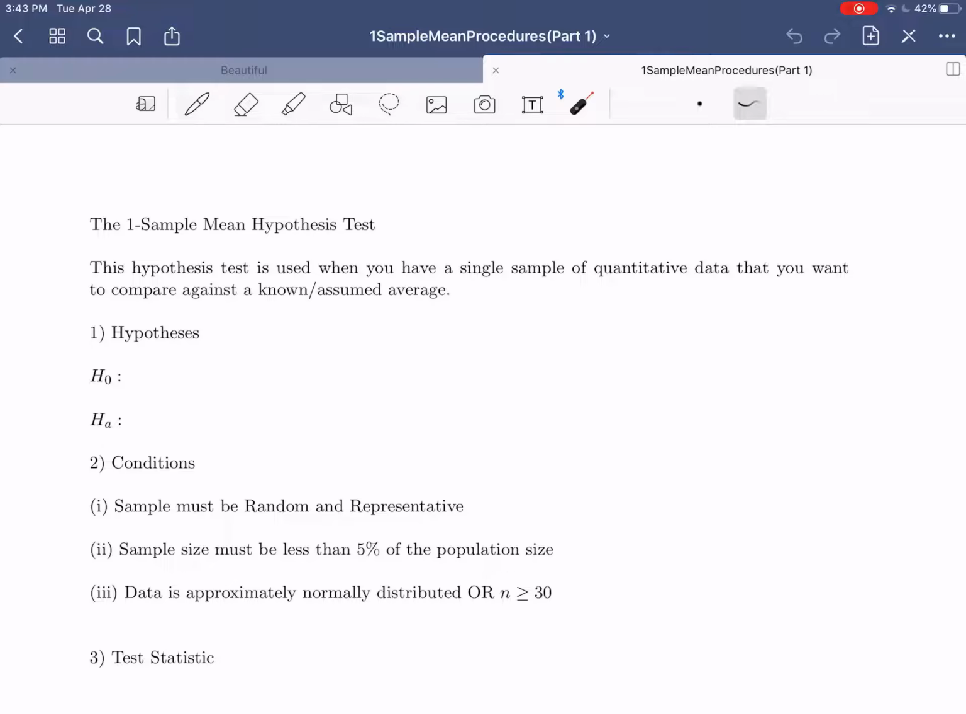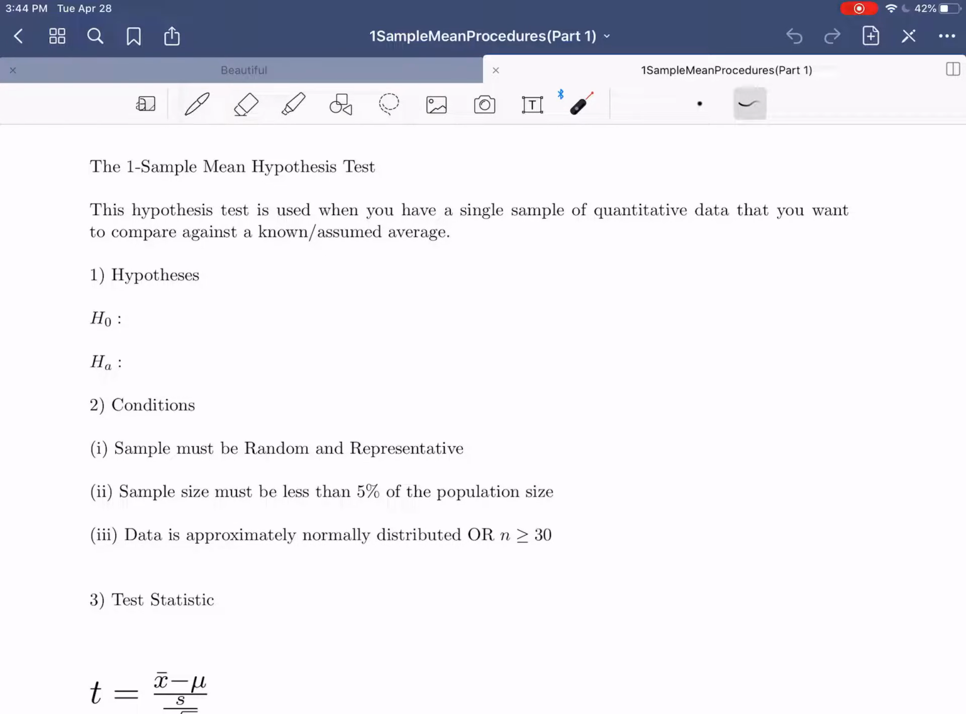So let's begin with understanding when this test is used. The one sample mean hypothesis test is used when you have a single sample of quantitative data that you want to compare against a known or assumed average. So a couple of important things to pick out from this: it's used when you have a single sample, so just one sample. The data in that sample has to be quantitative, not categorical.